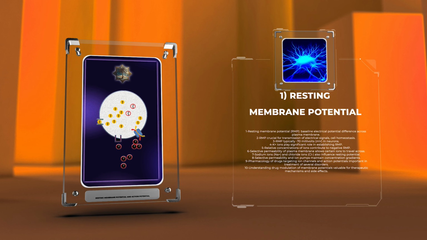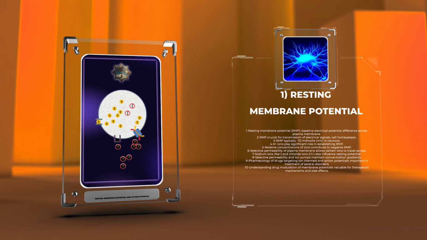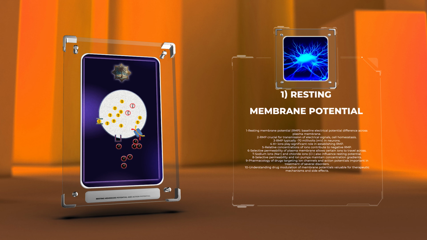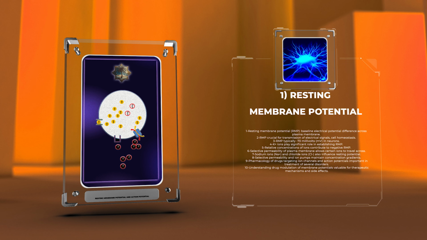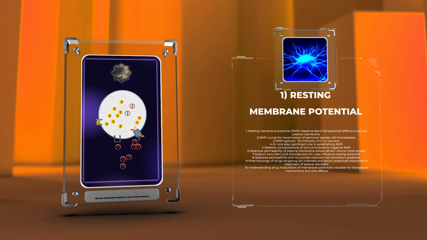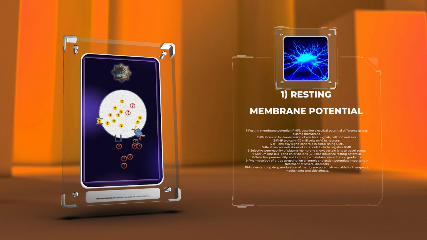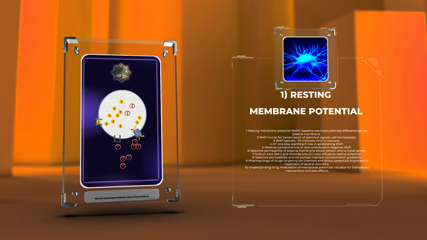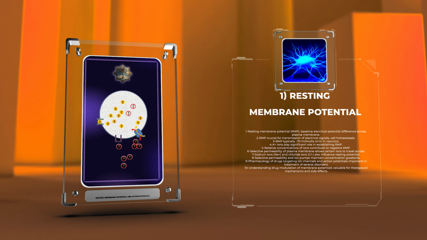In addition to potassium, sodium ions, Na+, and chloride ions, Cl-, also influence the resting potential. However, the plasma membrane's selective permeability to these ions, along with the activity of ion pumps, maintains their concentration gradients, resulting in a net negative potential across the cell membrane at rest.